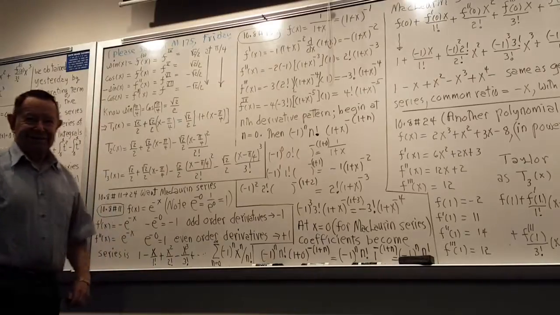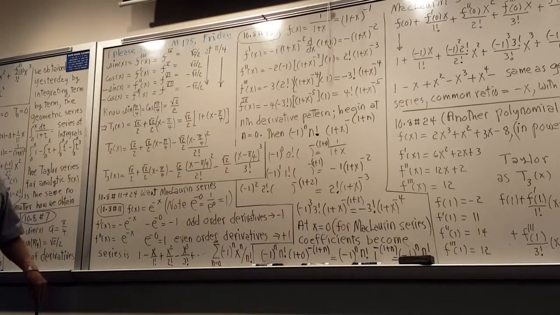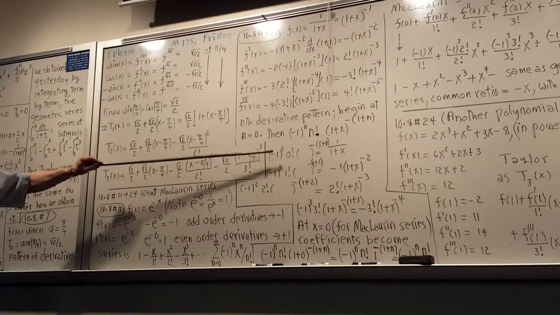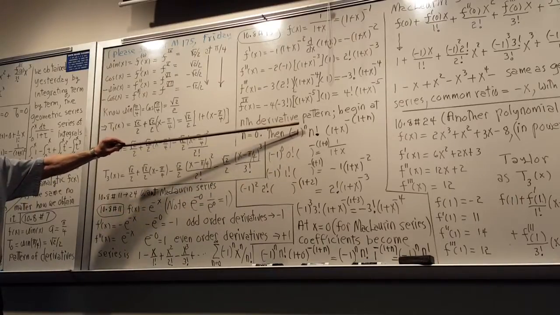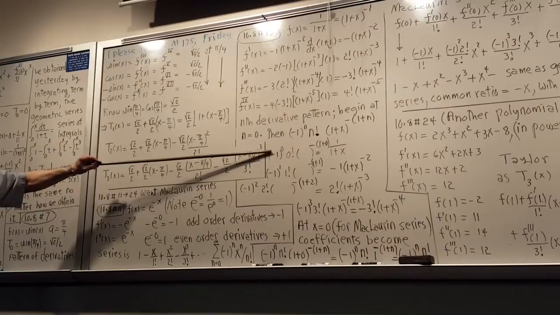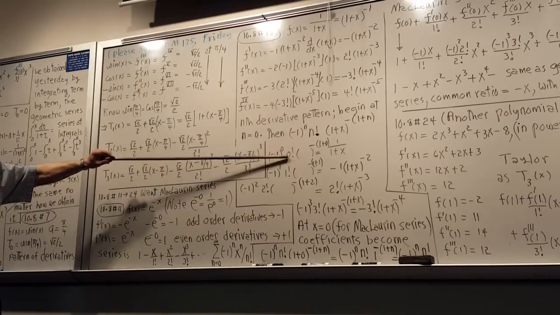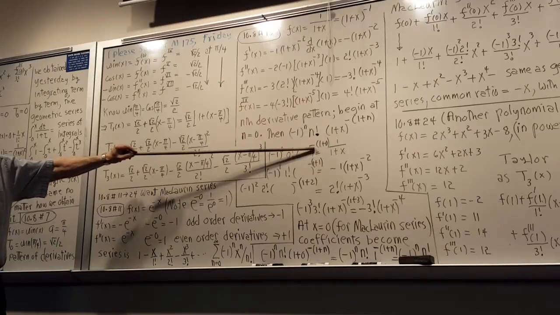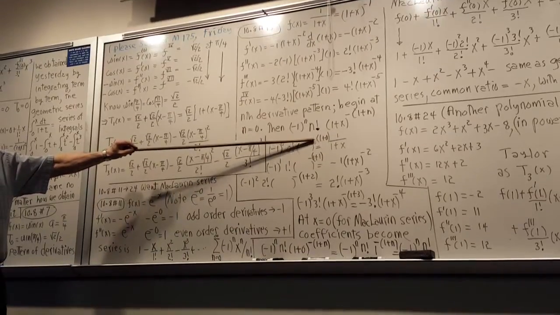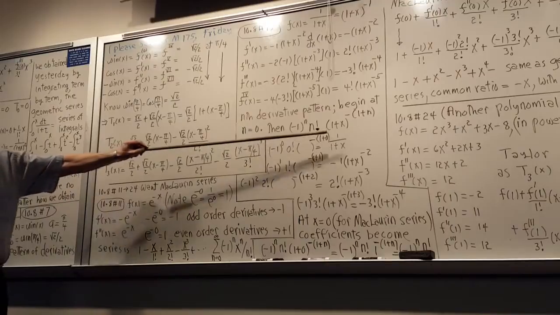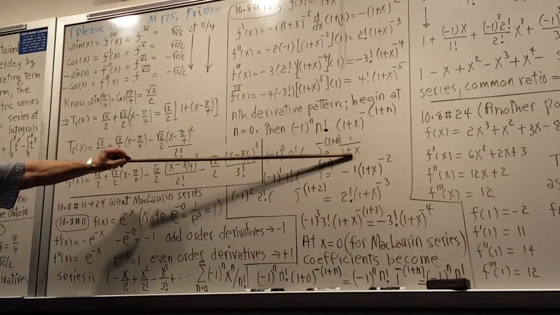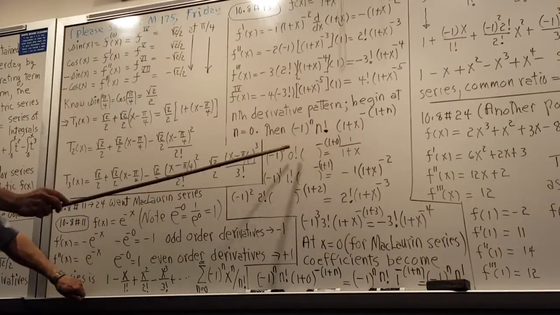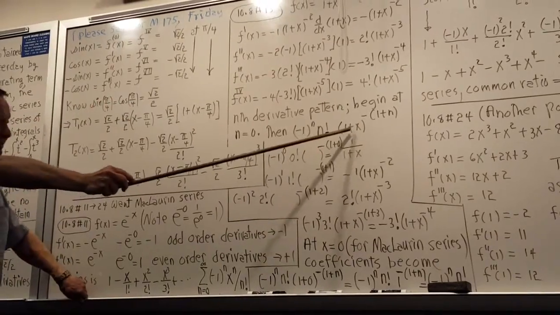Okay, it's the factorial symbol, right? Definition. Okay, so you see how the pattern would go. If n is 1, you'd have minus 1 to the 0, 0 factorial, your 1 plus x, and then this exponent would be minus 1. So it's 1 over 1 plus x. So that's your original, that's your 0th derivative.